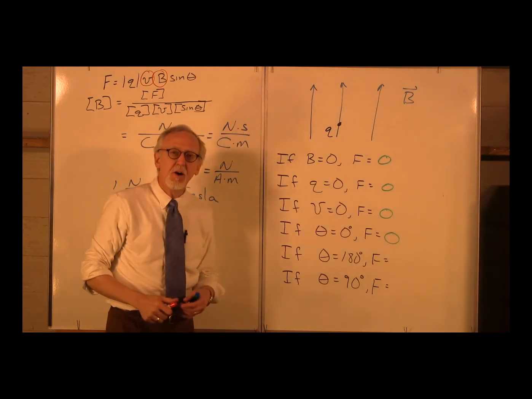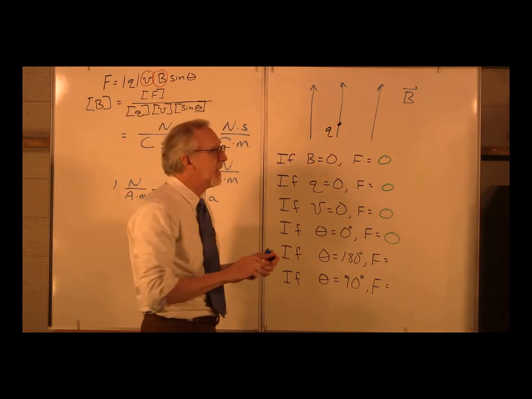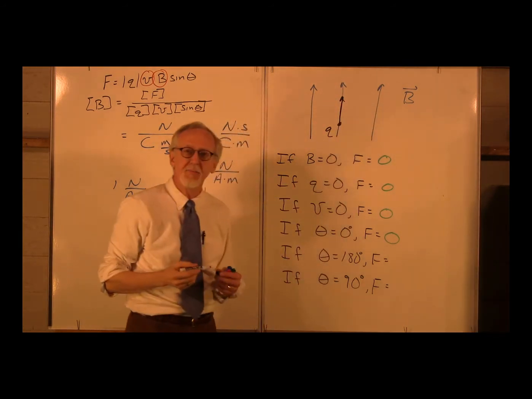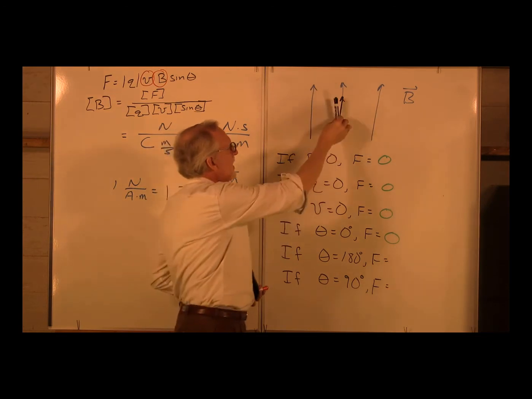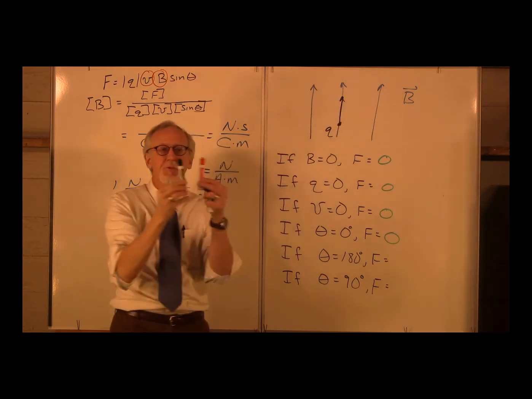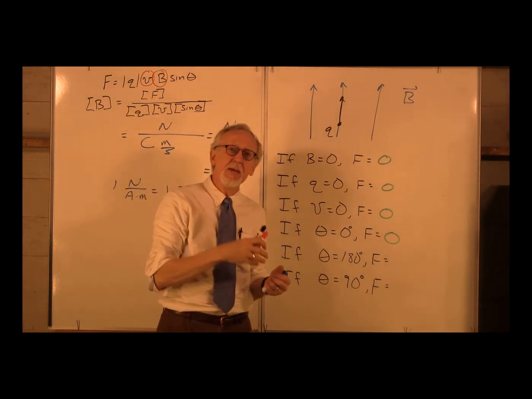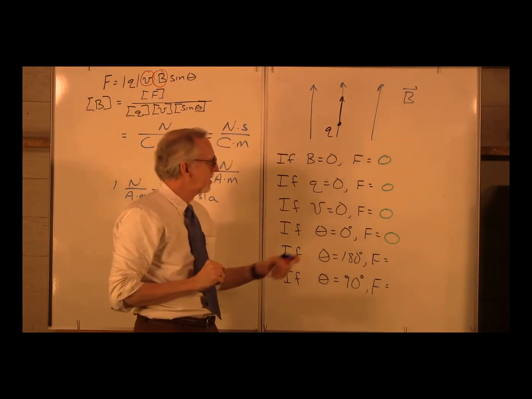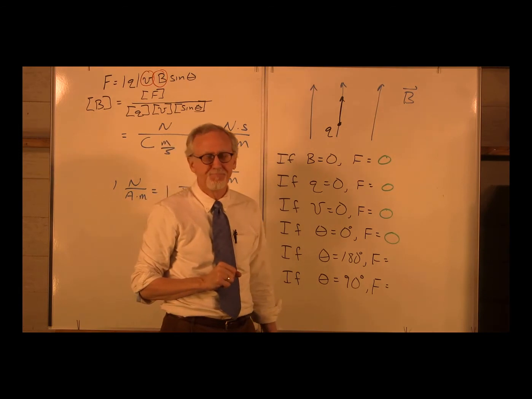If theta is 0, what does that mean? It means the charge is moving in the same direction as the magnetic field, so that V and B are in the same direction. If V and B are in the same direction, if the particle is moving along the magnetic field, we have 0 force.